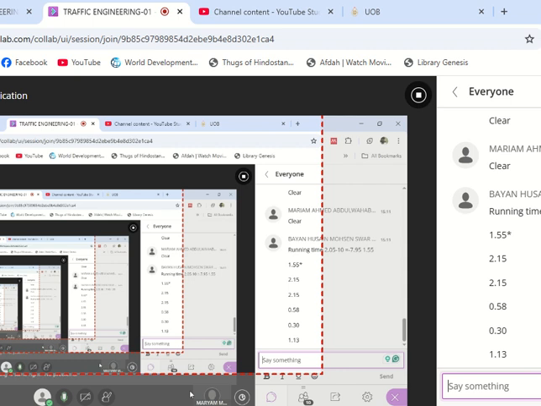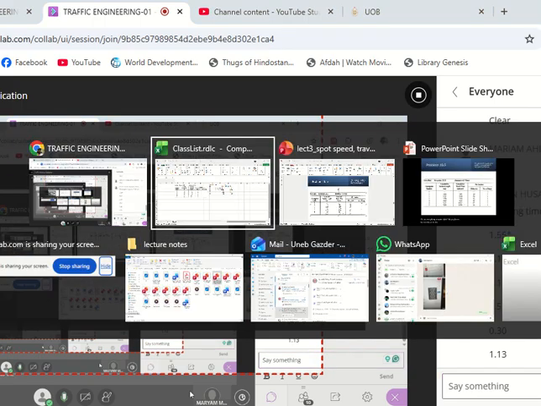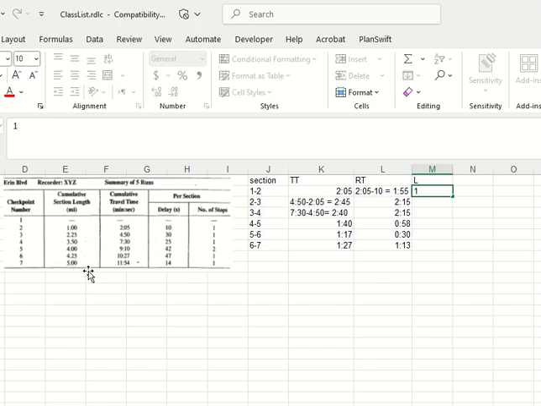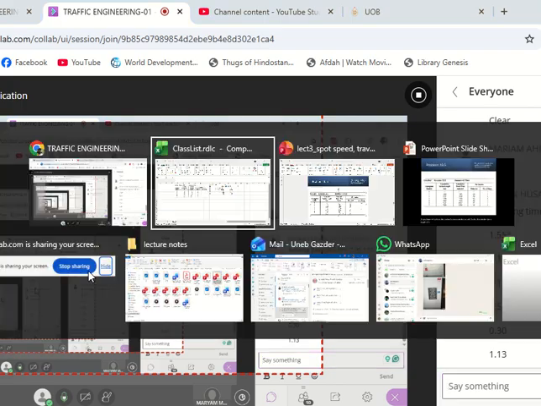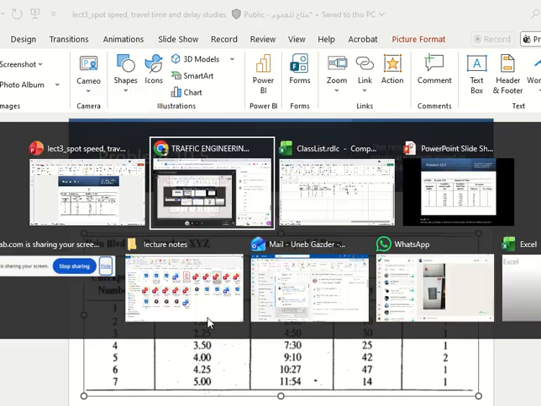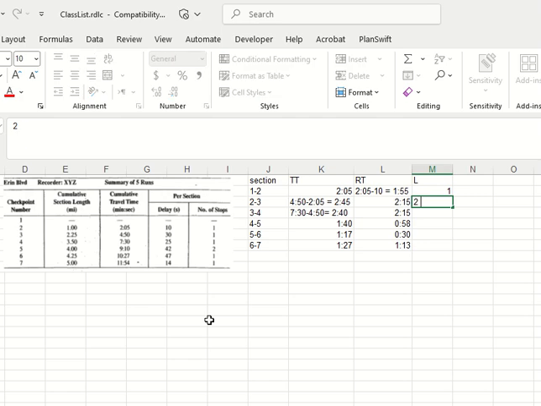So moving on to the calculation of running speed and travel speed. So now you need the distance as well. The distance is also cumulative, so you have to find out the L value for each section as well. So the first section has a length of 1 mile. Cumulative is the same for this section. For the next section, I will do 2.25 minus 1, because they are cumulative. So 2.25 minus 1 gives 1.25.